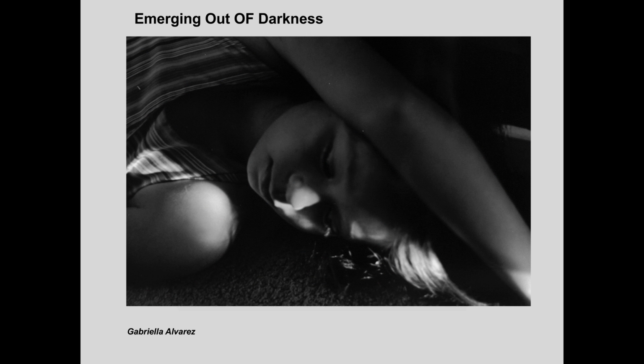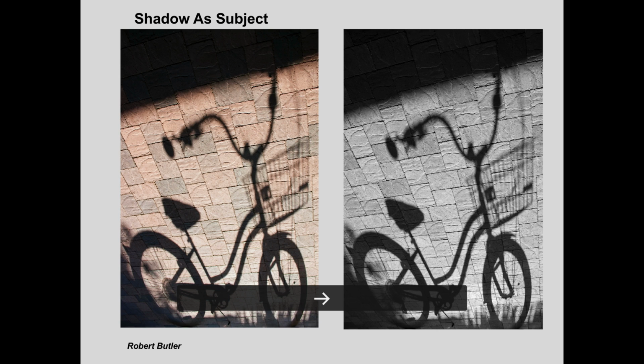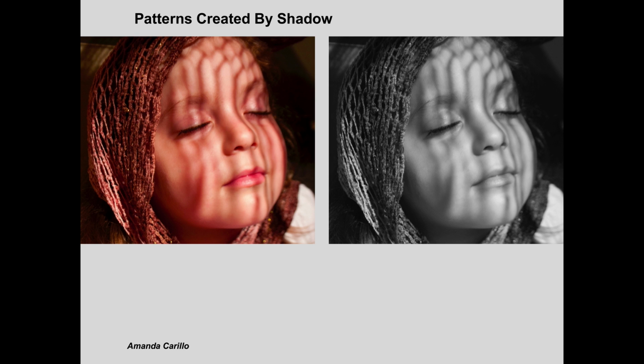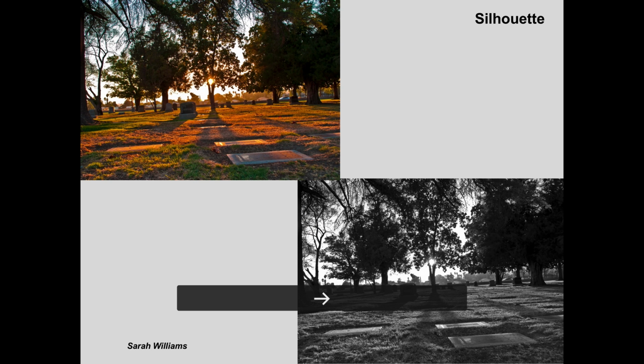Whereas here it's mostly darkness and then a little bit of a sliver of light hitting the face and the shoulder. Here the shadow of the bike is the subject as opposed to the bike itself. You can see patterns created by shadow falling on this person's face. Here are different ways of doing silhouettes and backlit. The tombstones are kind of backlit. You see the light source in the background there.